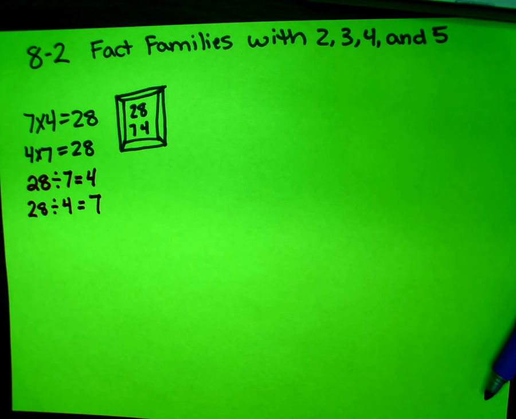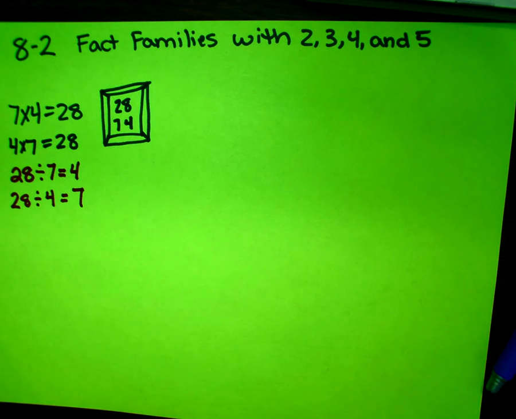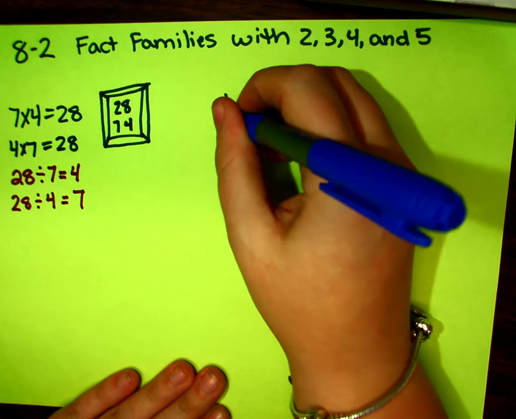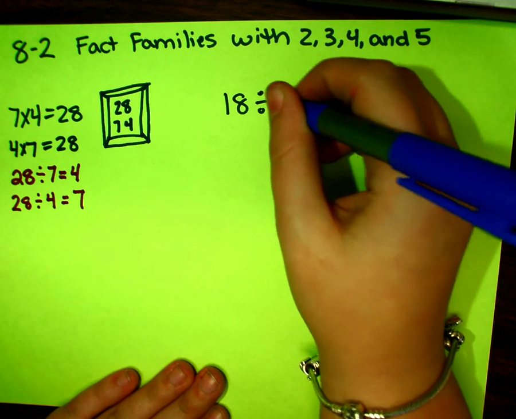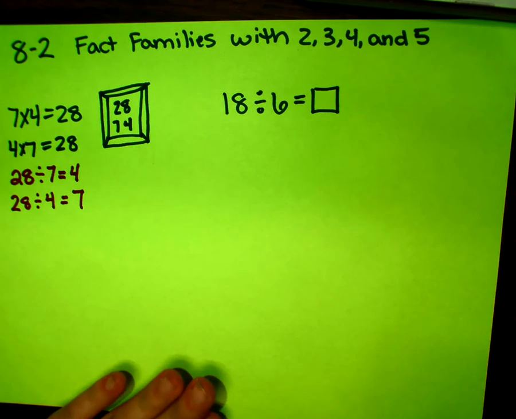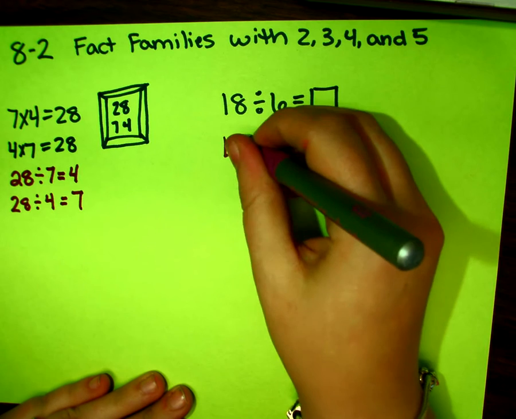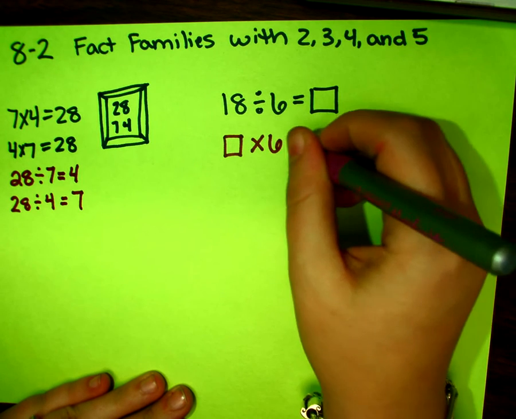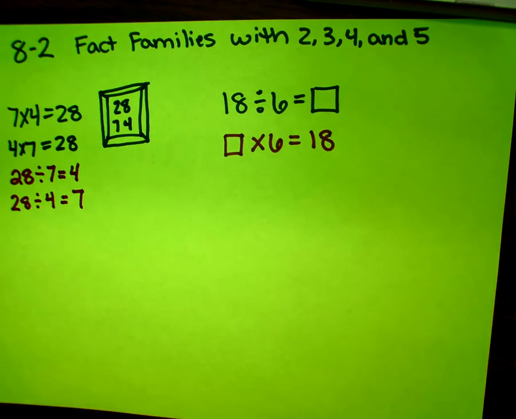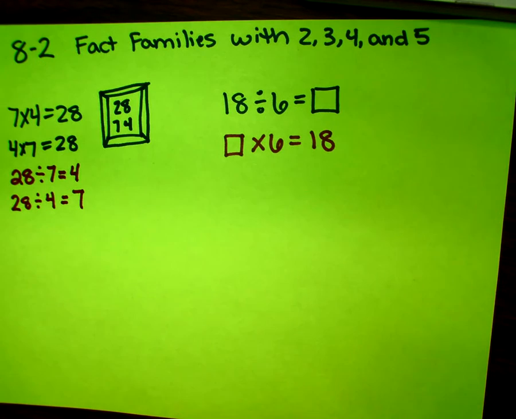Alright, I'm going to show you how you can use your fact families to help you solve division problems. By knowing your multiplication, it will help you with division. If you had a problem such as 18 divided by 6 equals something, you could think of this problem as something times 6 equals 18. You just look at it backwards. Something times 6 equals 18, since they're fact families.